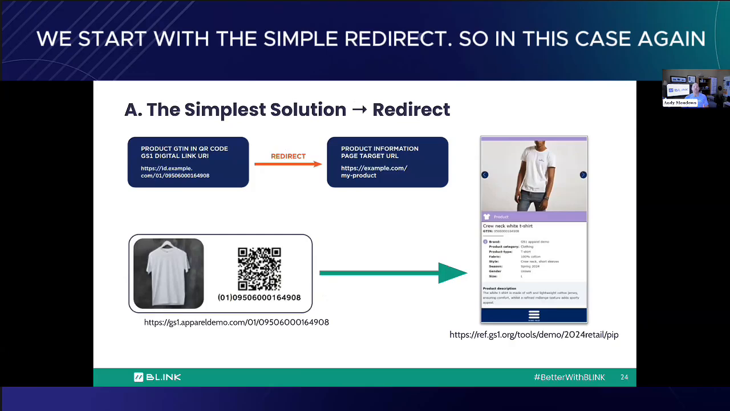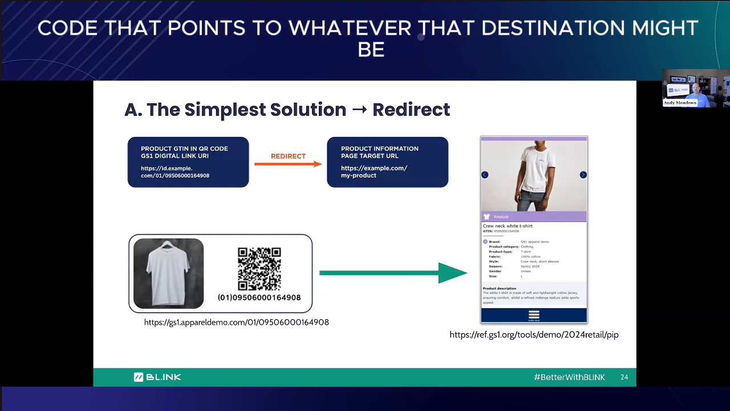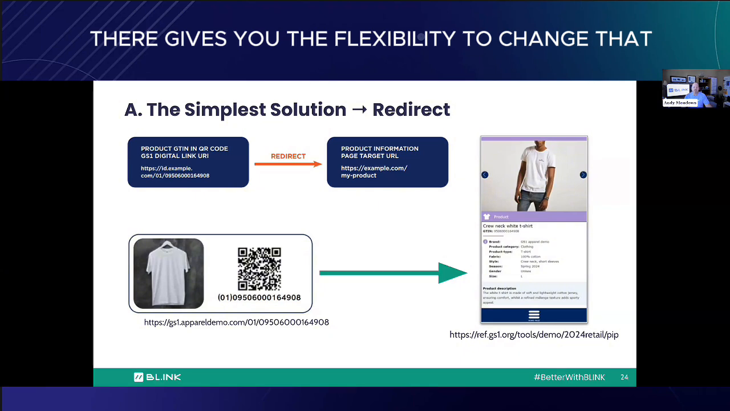We start with the simple redirect. So in this case, again, having a simple redirection URL in that QR code that points to whatever that destination might be, having the redirect there gives you the flexibility to change that.